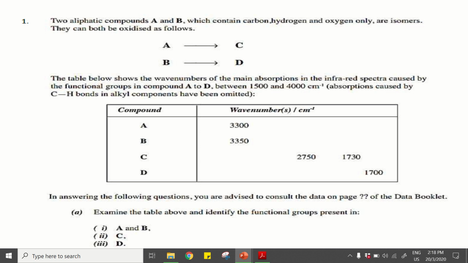Welcome to tutorial 9 part 1. Alright, let's go through the questions. First, we look at question 1.